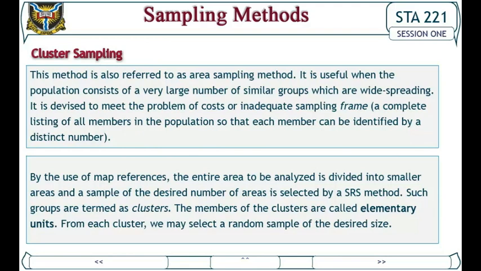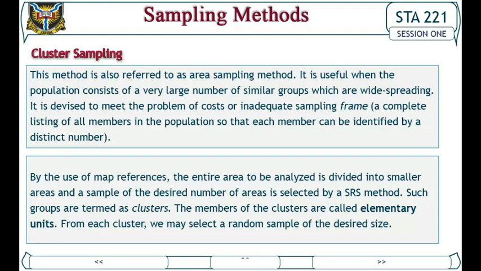Cluster sampling. This method is also referred to as area sampling method. It is useful when the population consists of a very large number of similar groups which are widespread. It is devised to meet the problem of cost or inadequate sampling frame, a complete listing of all members in the population so that each member can be identified by a distinct number.